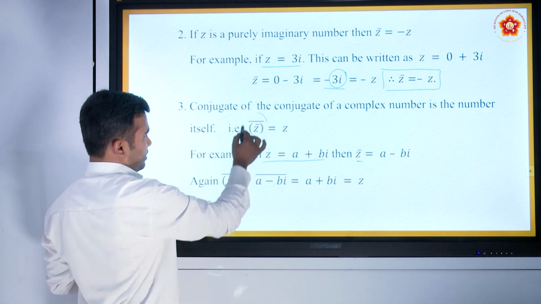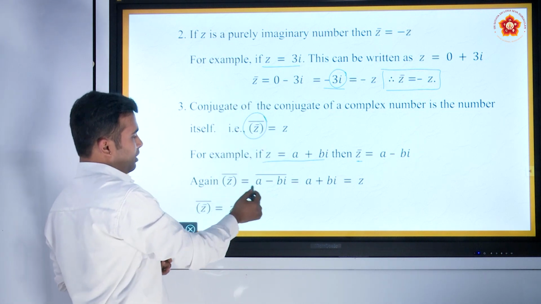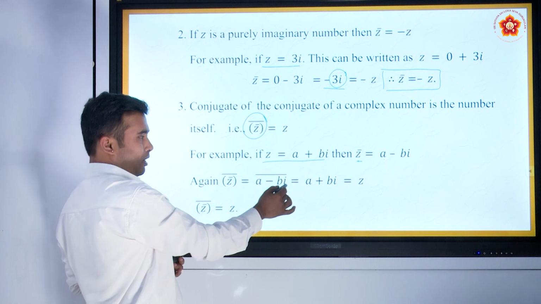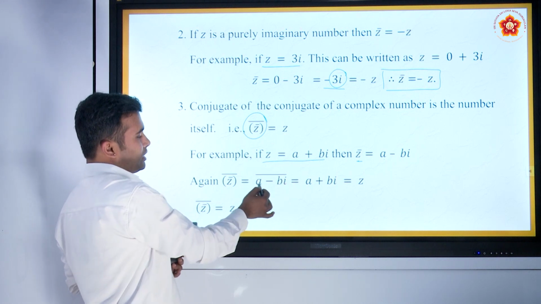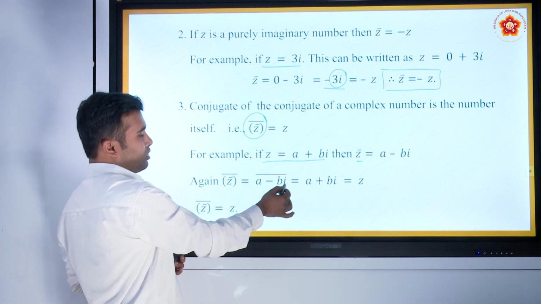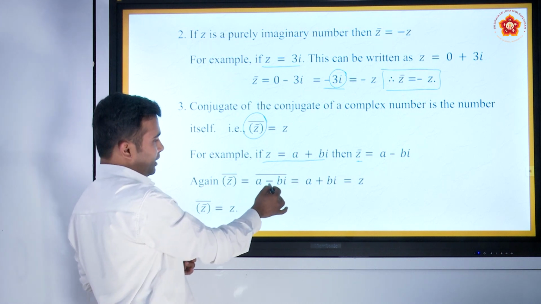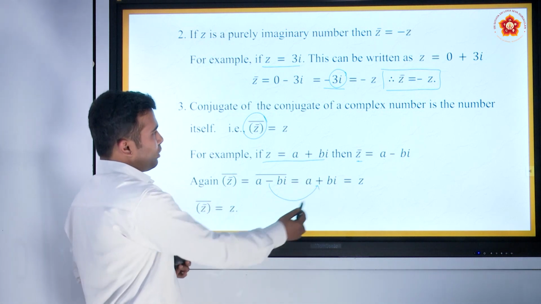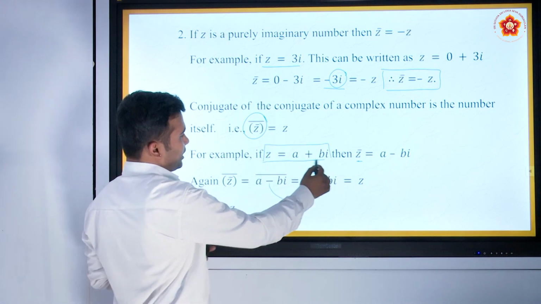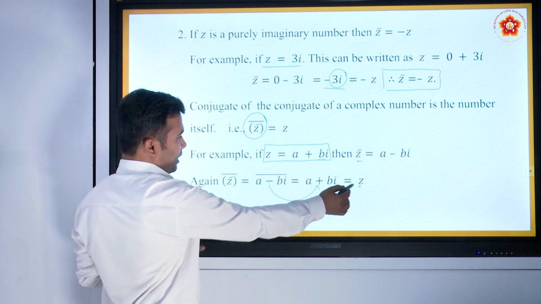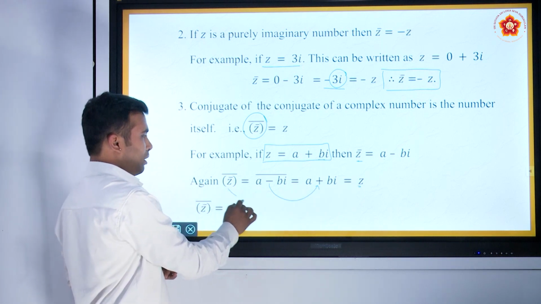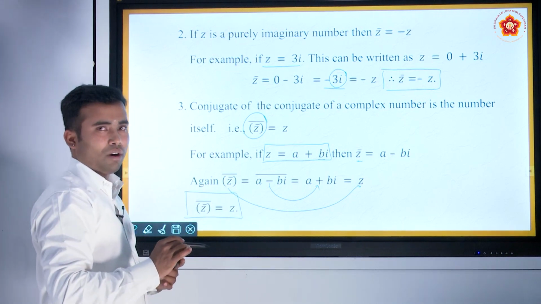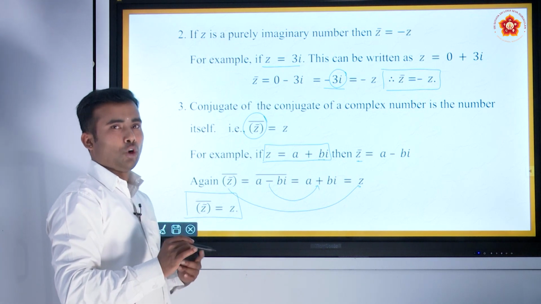Now let us consider this z bar whole bar, which is equal to, what is z bar? Z bar is a minus bi and it has a whole bar. That means again we have to take its conjugate. What is the conjugate of a minus bi? We have to change the sign of the imaginary part. Here it is minus and this is changed to plus, and gives a plus bi. What is a plus bi? A plus bi is nothing but z. Hence we can say that z bar whole bar is equal to z, which is another property of the conjugate of a complex number.